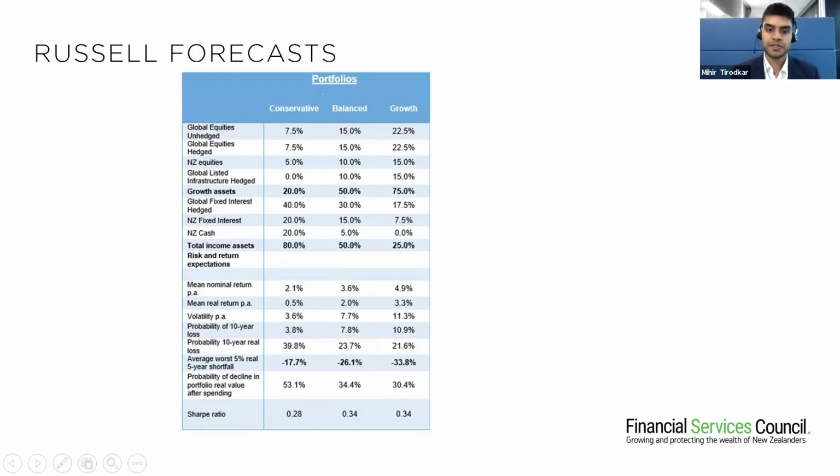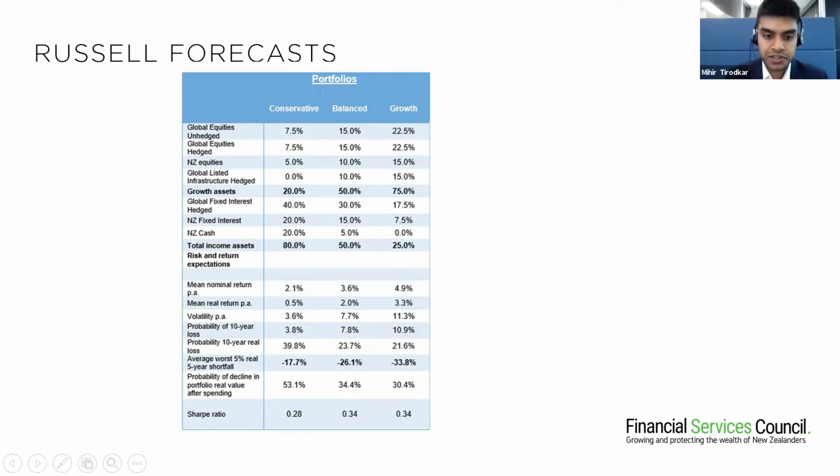A balanced portfolio is 50-50, and a growth portfolio has three-quarters of its exposure in growth assets, 75%, and the remaining quarter, 25%, in income assets. The growth and income splits can then be further disaggregated, so we see what's really within the splits. In these portfolios, we have global equities hedged and unhedged, New Zealand equities, some global listed infrastructure, which is an asset class we haven't talked about. And in the income assets, we've got global and New Zealand fixed interest and cash.